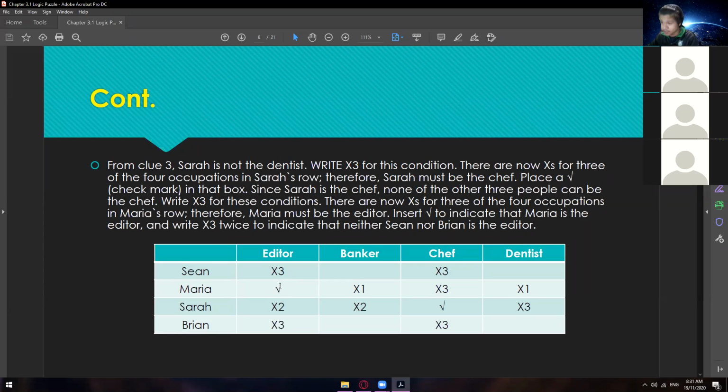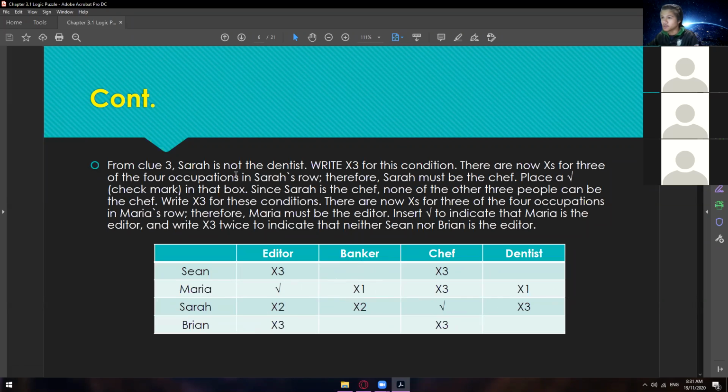And then from here also, since we already know that Maria is the editor, we have to cross out the others. Like Sian is not an editor. And Brian is not also an editor because, of course, as we all know, again, all of them have 4 specific jobs. Okay, or 4 different jobs. Okay. So from clue number 3, the remaining 2 is Sian and then Brian. So Sian could be a banker or a dentist. Brian could be a banker or a dentist. So either of those two.